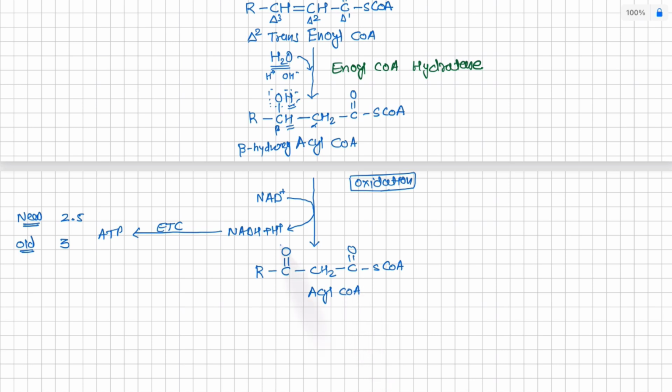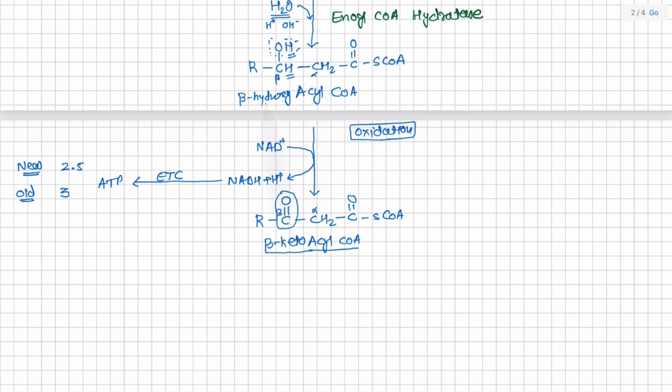But here there is a keto group, and what is the location? This is the alpha carbon and this is the beta carbon, right? So on the beta carbon there is a keto group. So we write beta ketoacyl coenzyme A. This is the name of this resultant product.